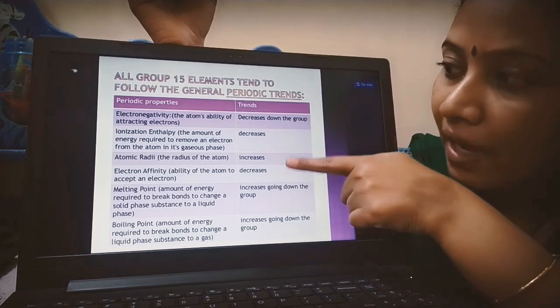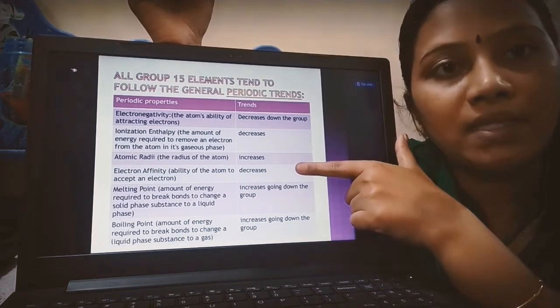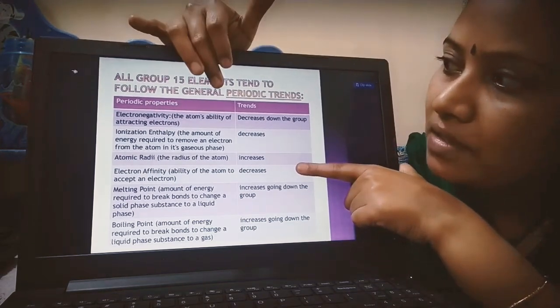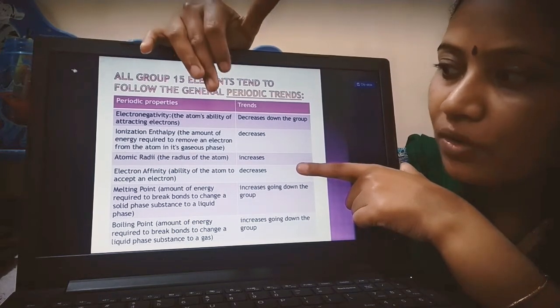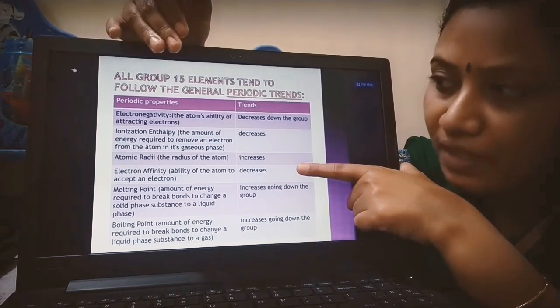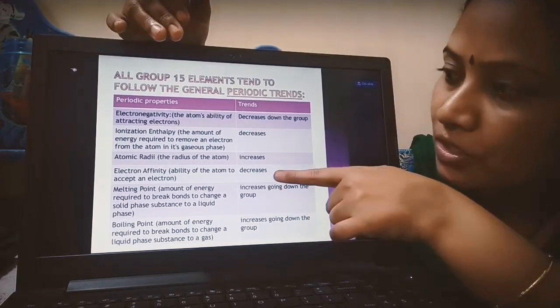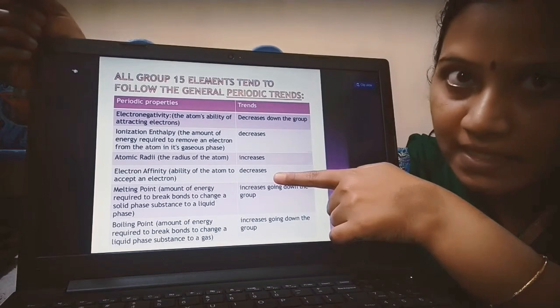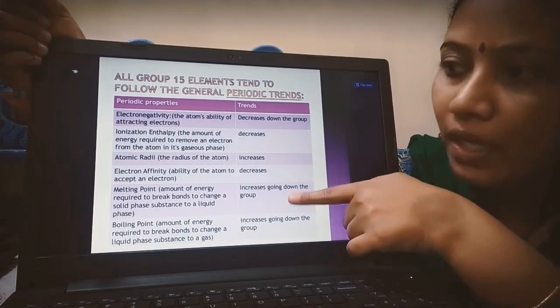Now electron affinity is the ability of an atom to accept an electron. You can say electronegativity and electron affinity are one and the same. Electronegativity is attracting the electrons, and electron affinity is the ability to accept an electron. So electron affinity also decreases.